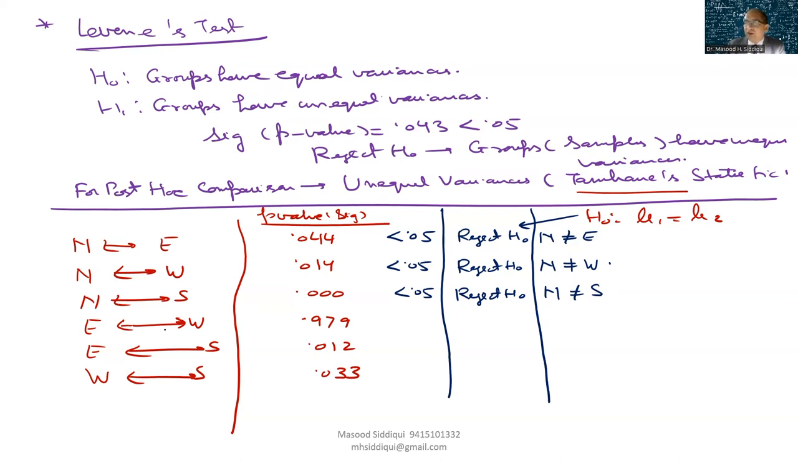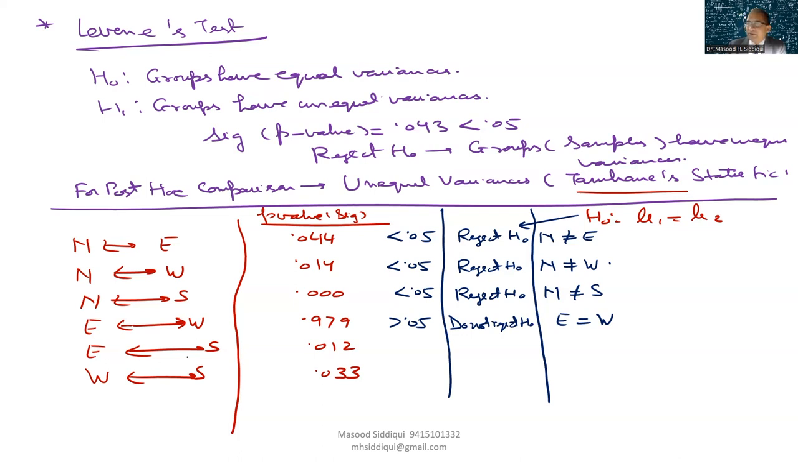Now, if we compare eastern with western, this p-value is 0.979, which is greater than 0.05. That's the level of significance. So we do not reject H naught. Means there is insignificant difference between eastern cell and the western cell. So these results are approximately same. So we say that there is insignificant difference or they are significantly same. So eastern cell is equals to western cell.